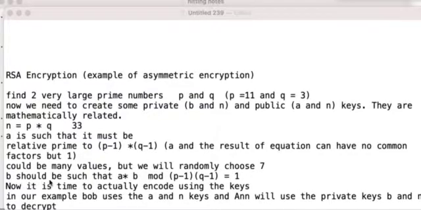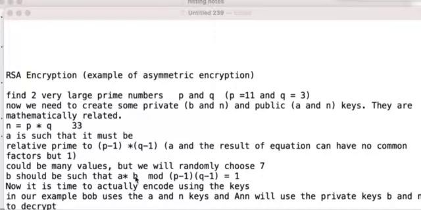B is such that A times B, 7 times something mod 11 minus 1 times 3 minus 1, mod 20 needs to be 1. So if A is 7, 7 times what mod 20 needs to be 1? Well, 7 times 1 is 7 mod 20, that's 7. 7 times 2 is 14 mod 20, that's 14. 7 times 3 is 21 mod 20, that's 1. Let's make B 3.